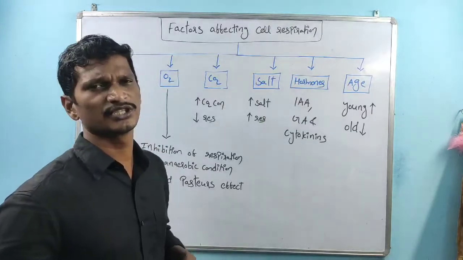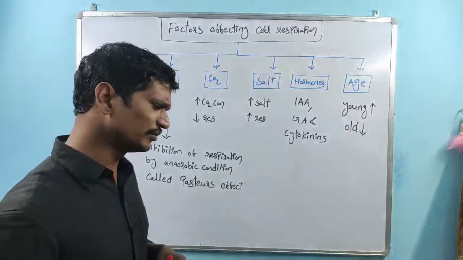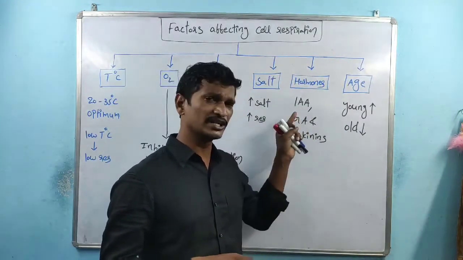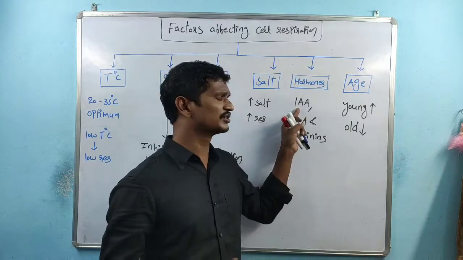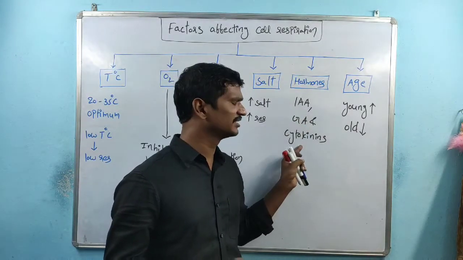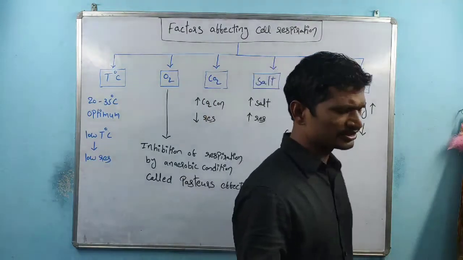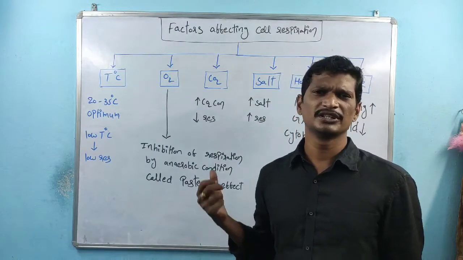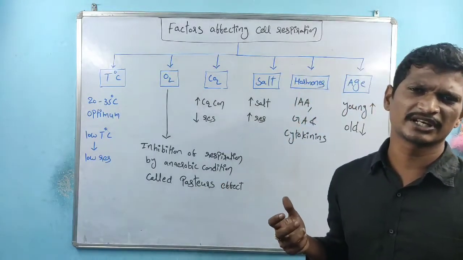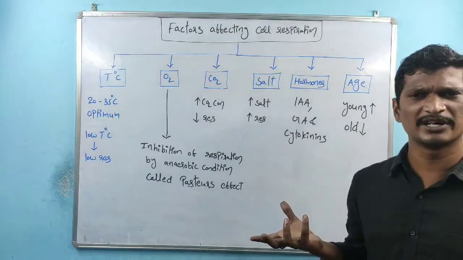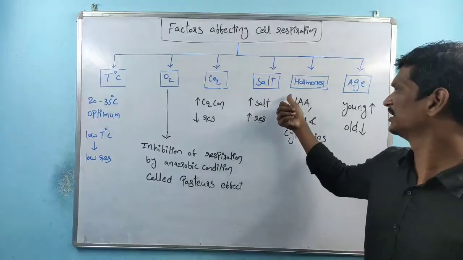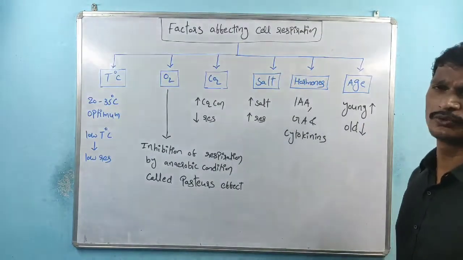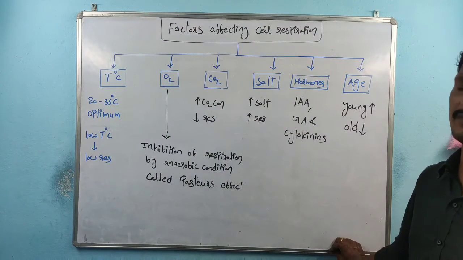Coming to the next one, hormones. We know that in the presence of hormones, the rate of metabolism is more. Within plants, indole acetic acid, which is an auxin, gibberellic acids and cytokinins are there. In the presence of these growth hormones, more respiration will take place because they support cell division. Cell division requires more energy produced by the respiration process. These phytohormones influence the rate of respiration.